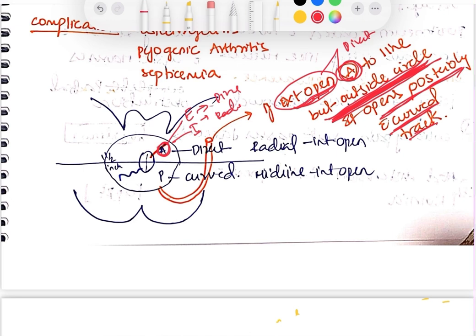So normally if it is opening within the circle, it will be of direct type. But if it is present outside the circle, like in here, it will go posteriorly and then open through a curved pathway into the posterior part. So that is the exception for this Goodsall rule.